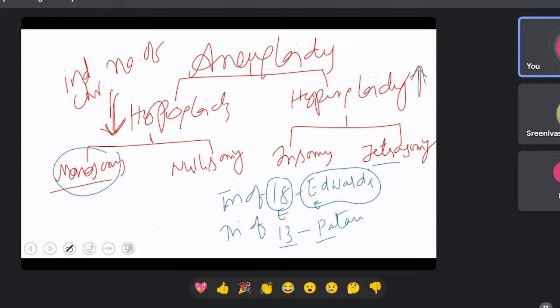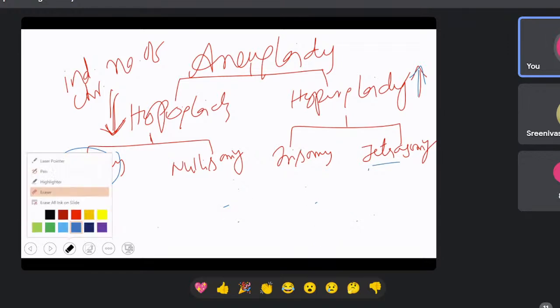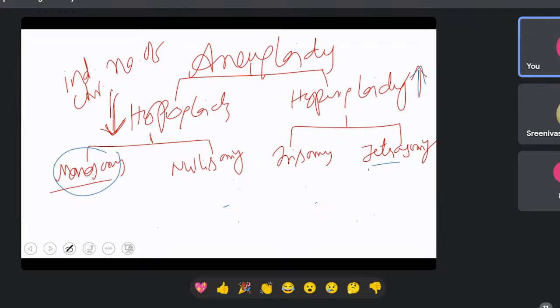So there are 3 trisomic conditions. One is trisomy of 21 resulting in Down syndrome, trisomy of 18 resulting in Edwards syndrome, trisomy of 13 resulting in Patau syndrome, and finally tetrasomy. Here addition of a pair of homologous chromosomes results in tetrasomy. For example, this is 1, this is 2nd, this is 3rd. What happened here? These two are doubled. So the same chromosome is represented 4 times.